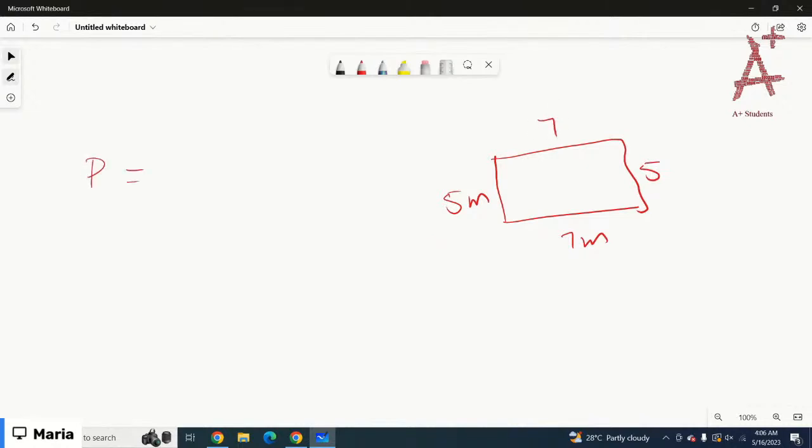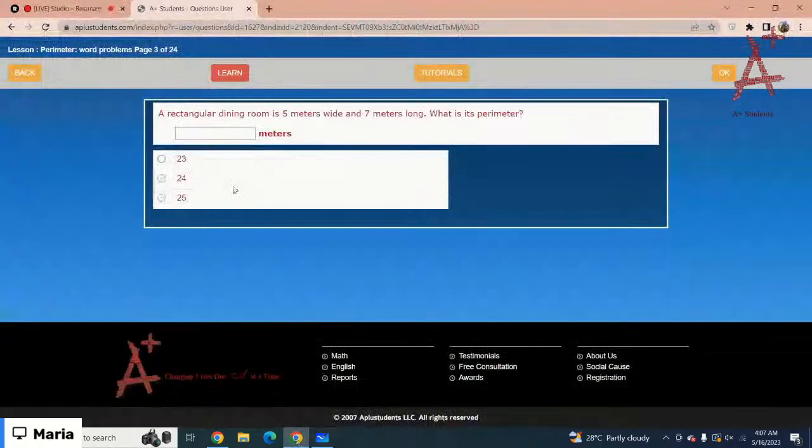You just have to add. You can just add 7 plus 7 is 14 and 5 plus 5 is 10. So 14 plus 10 makes 24. It would be 24. The correct option is 24. Got it?